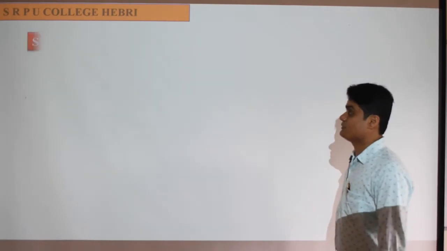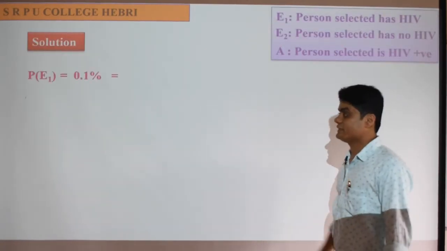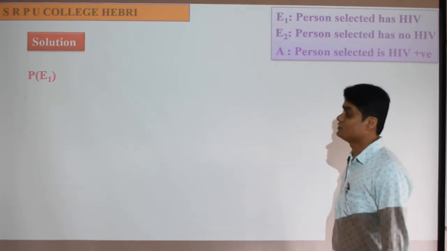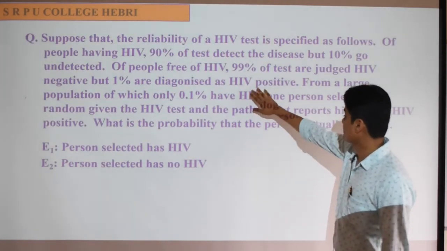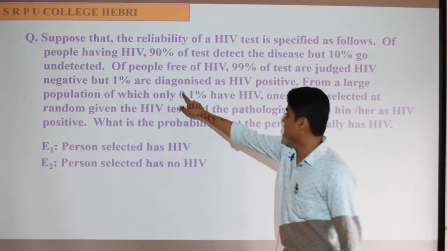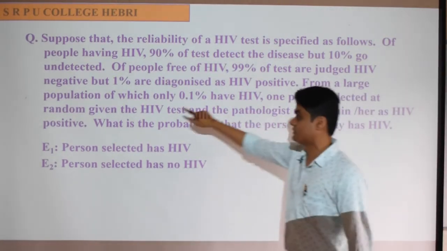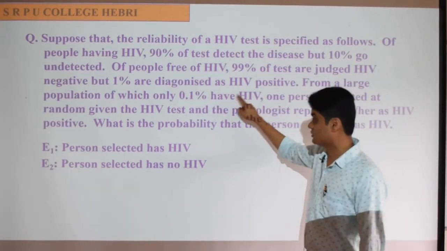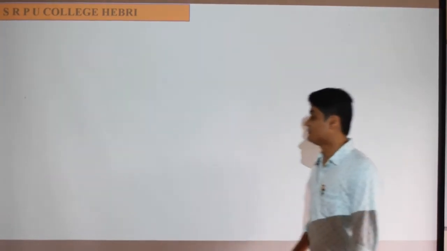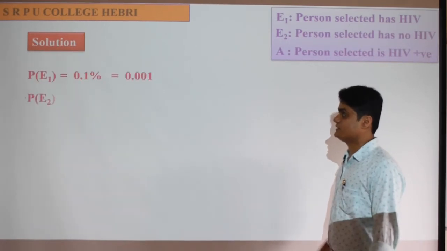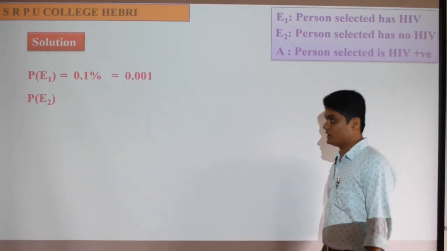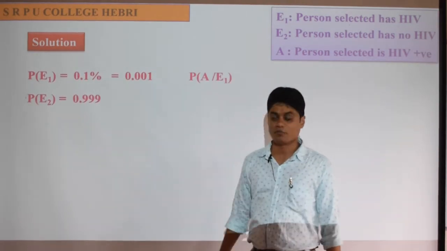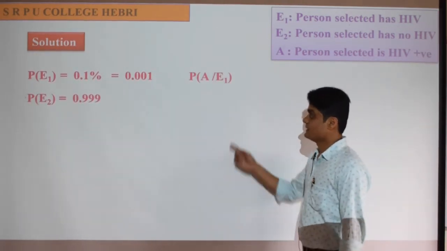Okay, so what is the probability of E1? Probability of E1 is 0.1%, that is, the person selected has HIV. Where is this 0.1%? See here. Yeah, here it is given clearly: from a large population of which only 0.1% have HIV. So this is used here. Okay, so the probability of E1 is 0.1%. It is nothing but 0.001. Probability of E2 is 0.999. It's the complement. E1 and E2 complement each other. So you can write like this.